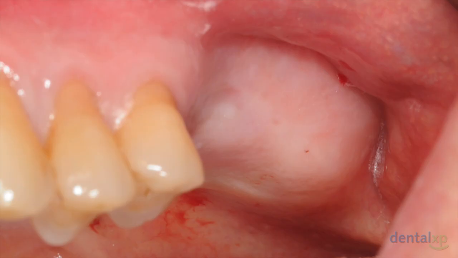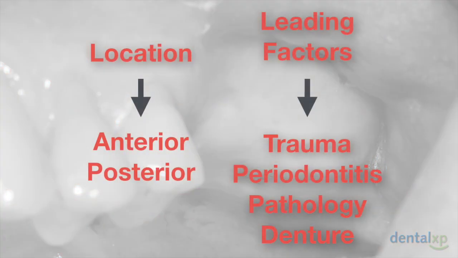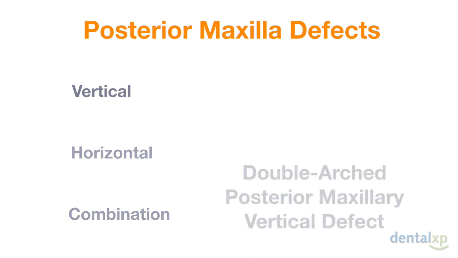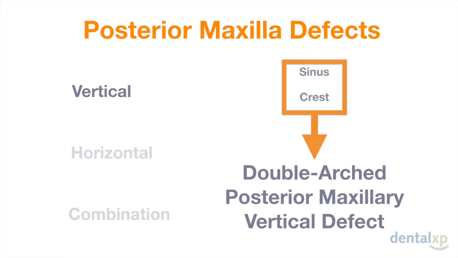The maxillary bone can undergo various resorptive patterns depending on its location and etiology, such as trauma, loss of bone from periodontal disease, pathology, or denture use. Looking specifically at the posterior maxillary defects, the bone loss pattern may be either purely vertical, horizontal, or a combination of both. One particular pattern of vertical bone loss that I'd like to discuss today is called the double-arched posterior maxillary defect, which has two components: a deficiency from the sinus aspect and a deficiency at the crestal level.